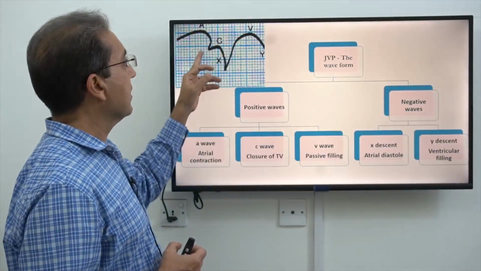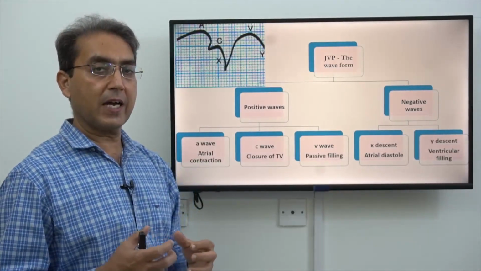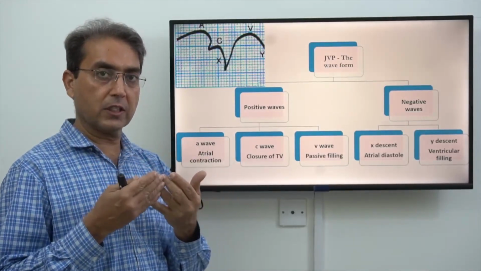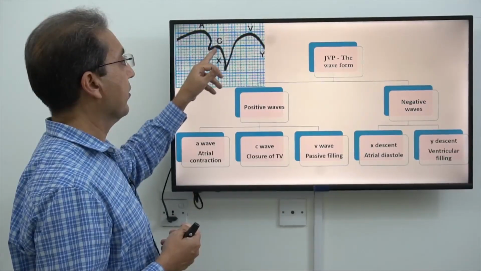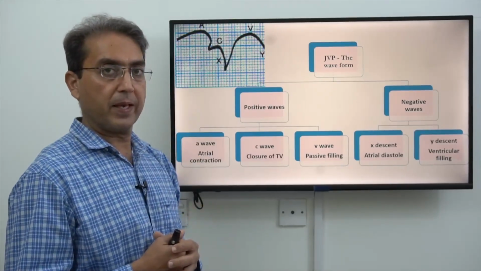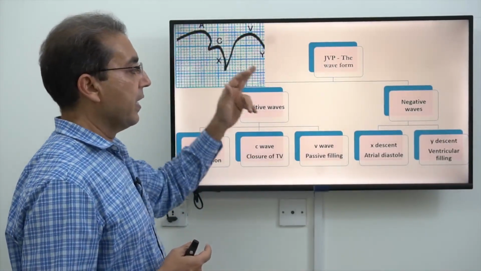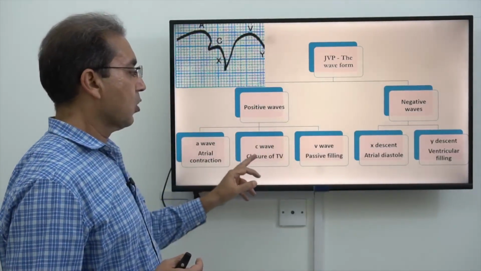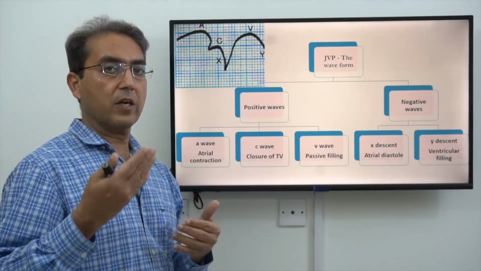Now this X descent is interrupted by a small wave which is called a C wave. Why is this C wave produced? Because as the ventricle contracts, the tricuspid valve moves back, it closes, and this backward movement of the tricuspid valve produces a slight bit of wave in the course of this X descent, which is called C wave. So the A wave is because of the atrial contraction, the X descent is because of the atrial diastole, the atrium is relaxing, and the C wave is because of the closure of the tricuspid valve. When it comes back, it causes a slight bit of rise in the atrial pressure.